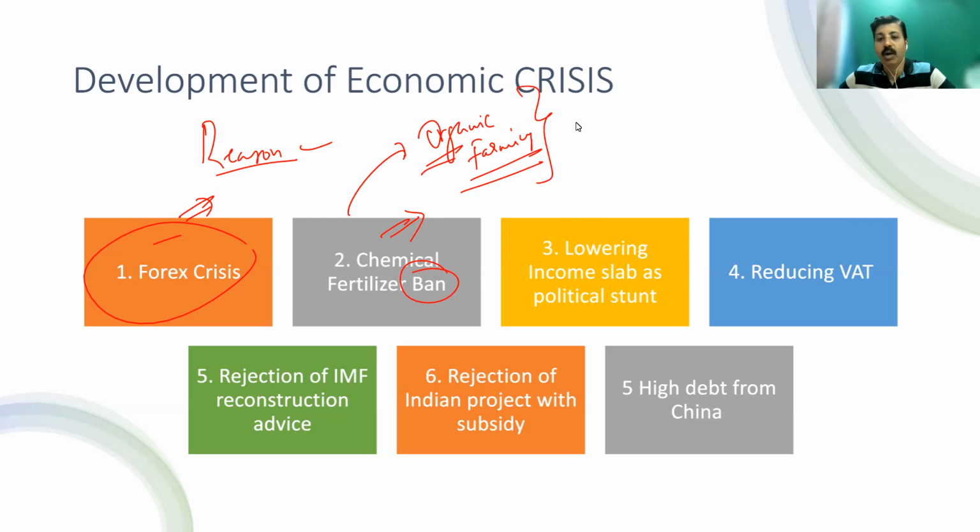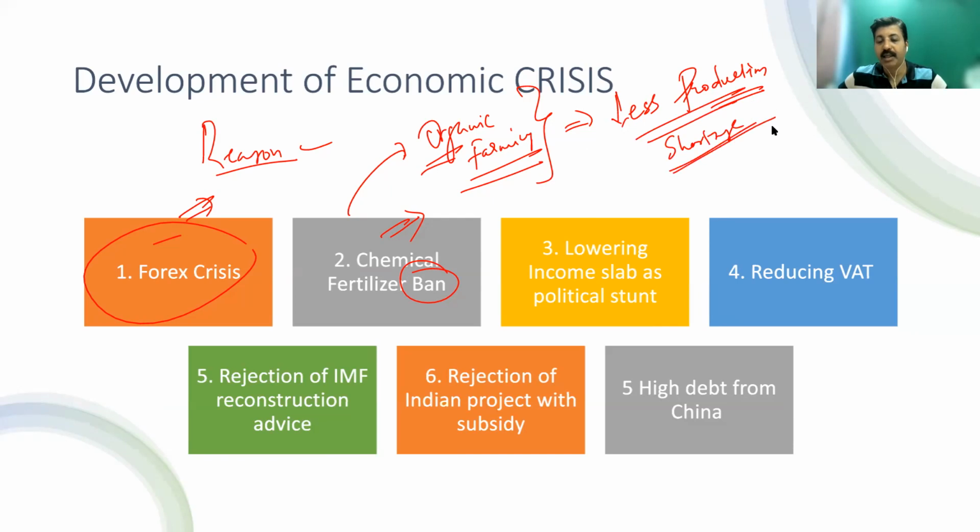But in organic farming, what happened? It led to lesser production in the first few years. Your production capacity of food grains or any other agri products led to a lesser amount of production than what you normally get from chemical-based agriculture. Since all of a sudden they banned chemical fertilizer across the state and forced the people in agriculture to go for organic farming, farmers, with no other option, had to go for organic farming, but the overall production fell.